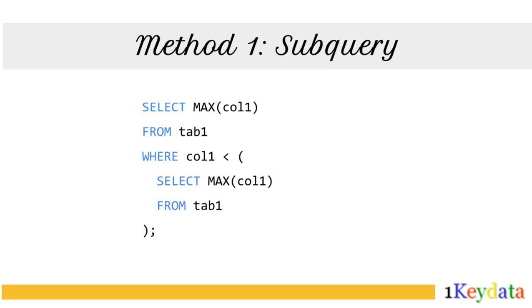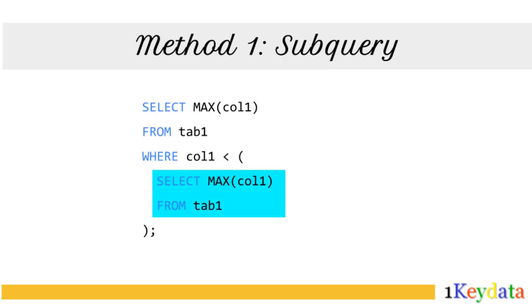The first approach is using a subquery. The logic behind this approach is that you want to first remove the maximum value from the table, and then you find the maximum value of the resulting dataset, which will then be the second largest value you are looking for. Here is what the query looks like.